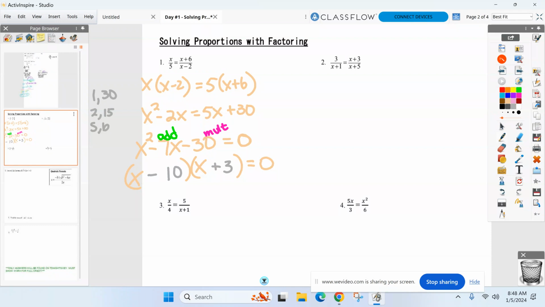Oh, no, I don't want to double distribute because then I'm just going backwards. I'm going to go to here. Remember, I'm solving for x. So now I take these two parentheses and set them equal to 0. So I take x minus 10, set it equal to 0, and I take x plus 3, set it equal to 0. I don't want to multiply again because then I'm just going backwards. So whatever's in the parentheses, I set equal to 0. And now you find what your two answers are.